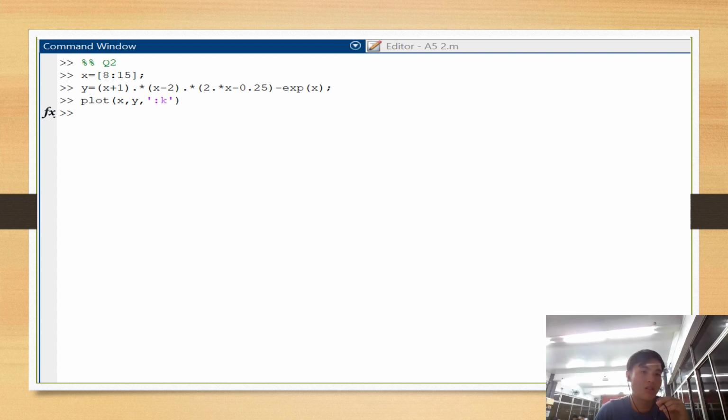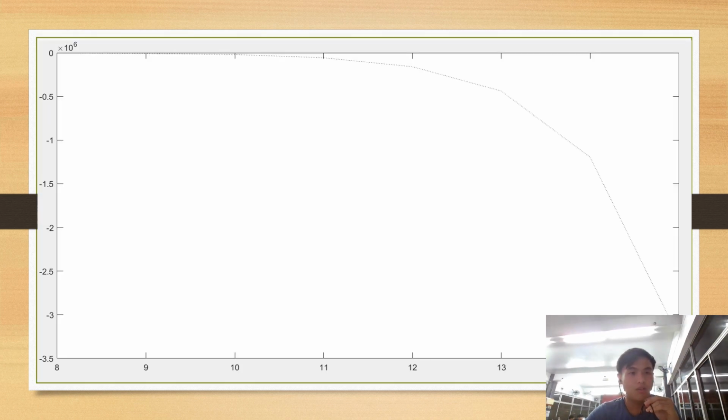To plot another graph for function y, we will use the same method as for the first graph, but with a different range of x values, which is 8 until 15. This is the graph I get from the function y with the range of x values from 8 until 15.